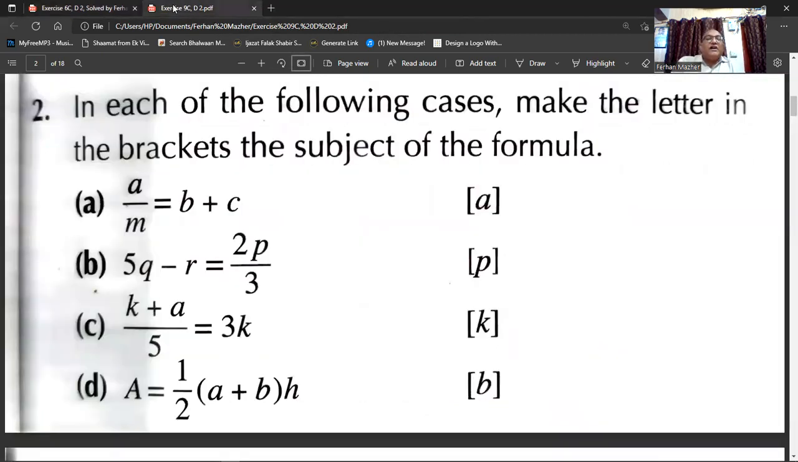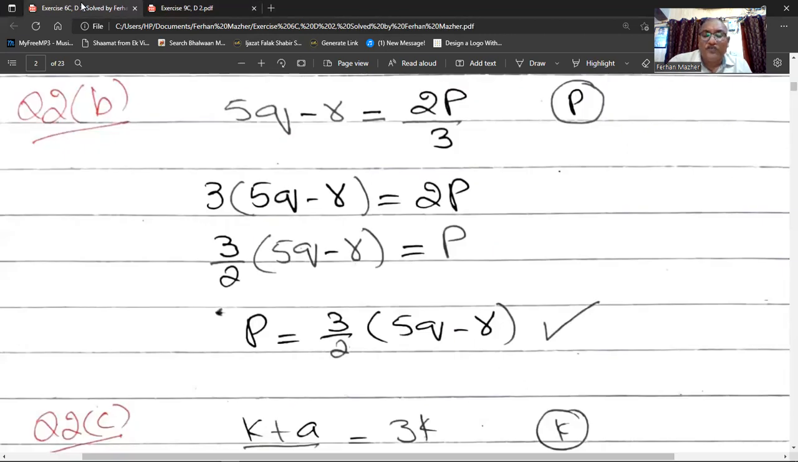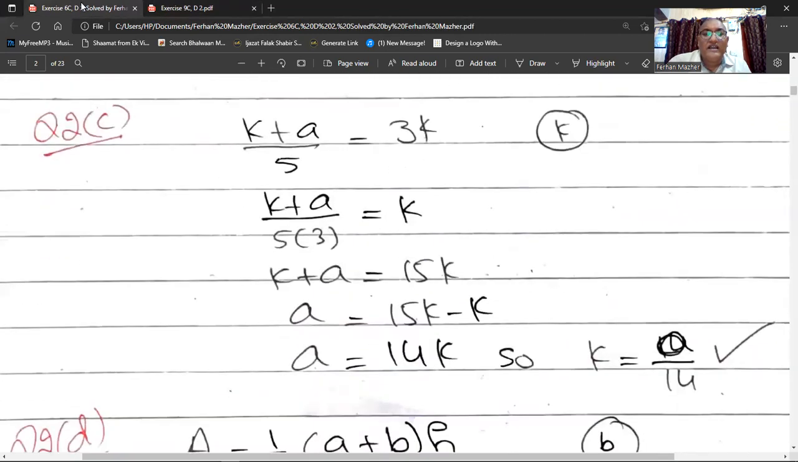Question number two, C part. It says K plus A, and the whole thing divided by 5 is equals to 3K. We want to make K the subject of the formula, but the problem in this question is that the K is not in a single place. The K is in two places. So first of all, I will cross multiply, and then I will bring all the terms which have K to the same side, and then I will take the K common.